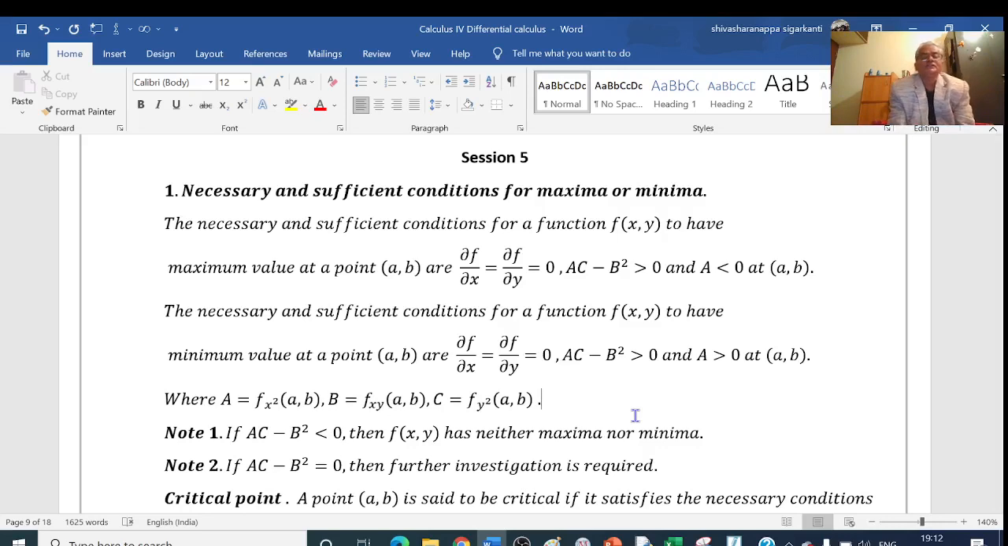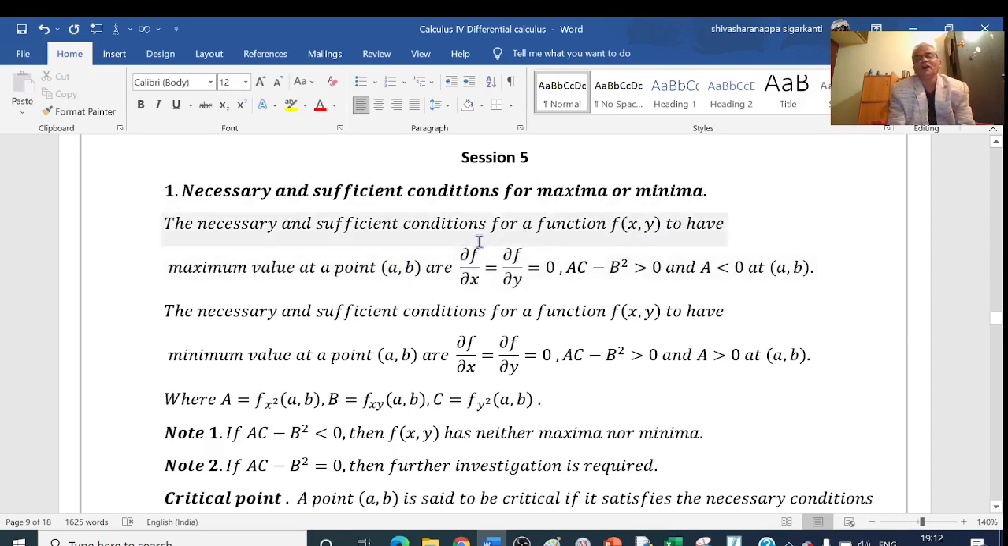In this video, we discuss maxima and minima of a function of two variables. The necessary and sufficient conditions are: suppose f of x comma y is a function of two variables, then this function has maxima at some point, say a comma b.